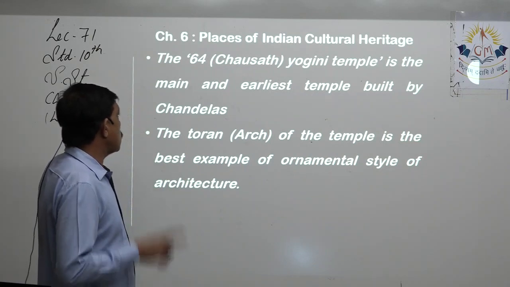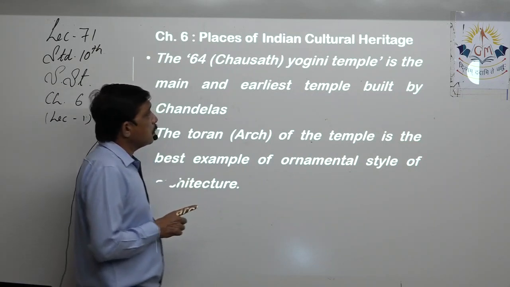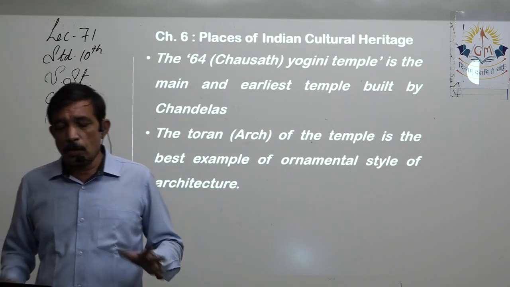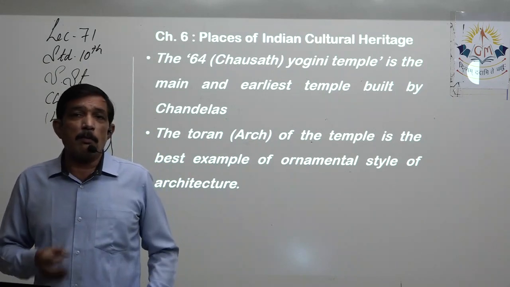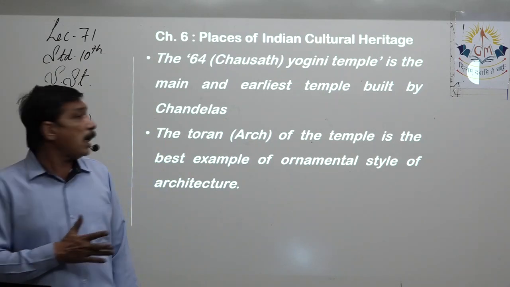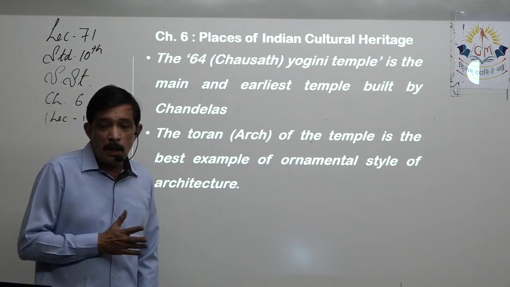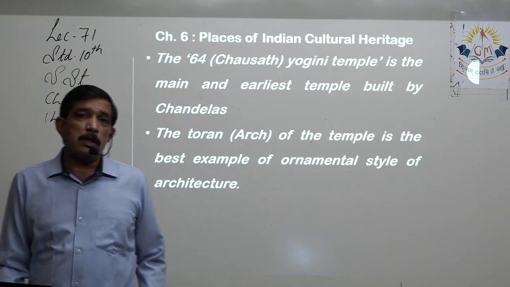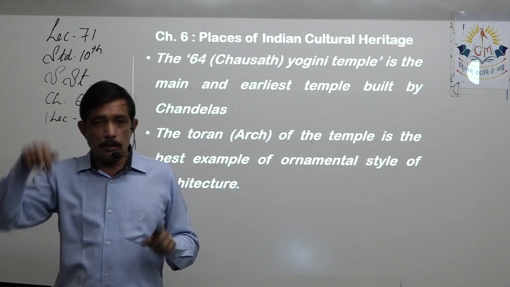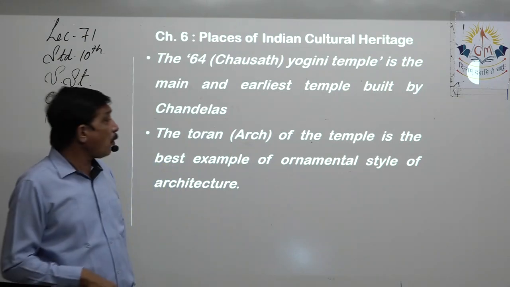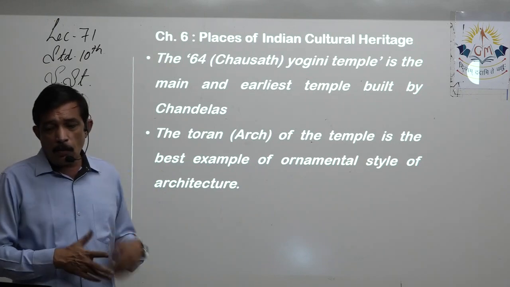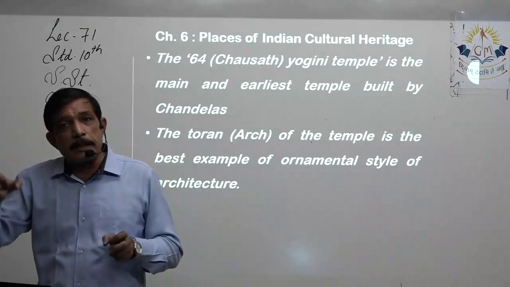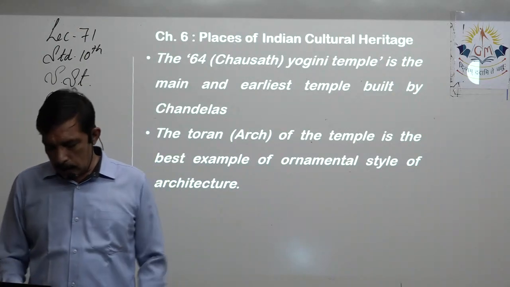Very, very important, the Chaussat Yogini temple. Chaussat is 64, right? So 64 in Hindi and Gujarati is Chaussat. So the Chaussat Yogini temple is one of the main and most attractive temples and one of the earliest temples built by the Chandelas. The Toran. Toran means the arc, the main arc, and it is the best example of the ornamental style of architecture. Now what is ornamental? Decorative. The most decorative piece of architecture, used for the entrance purpose, that is this basically.